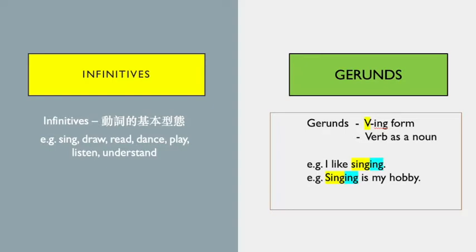First of all, infinitives means the base form of a verb. For example, sing, draw, read, dance, play, listen, and understand. Gerunds are basically verbs, but we use them as a noun, and the form would be the ing form. So for example, I like singing. Singing is a gerund, and you use this after the verb like.